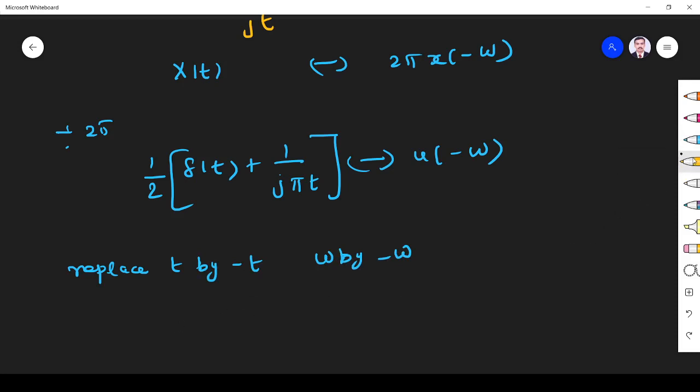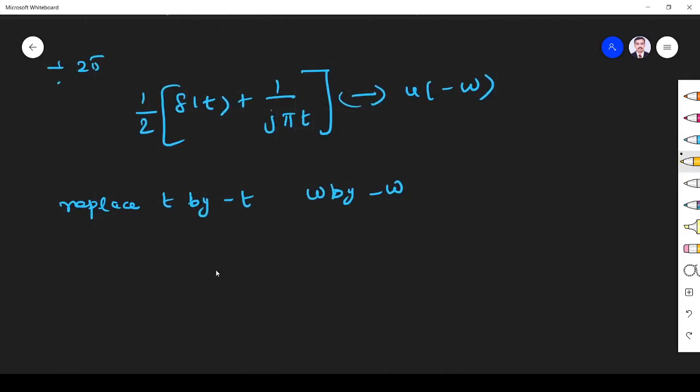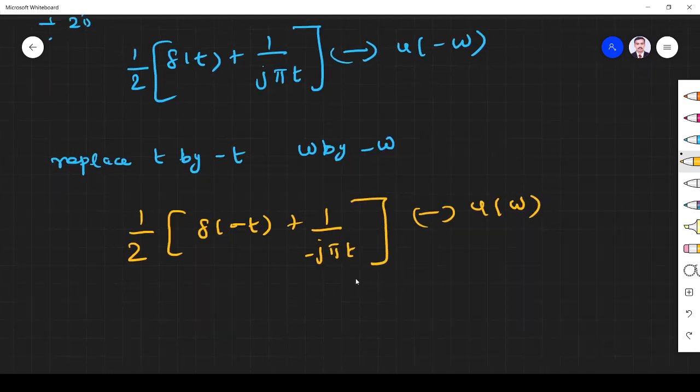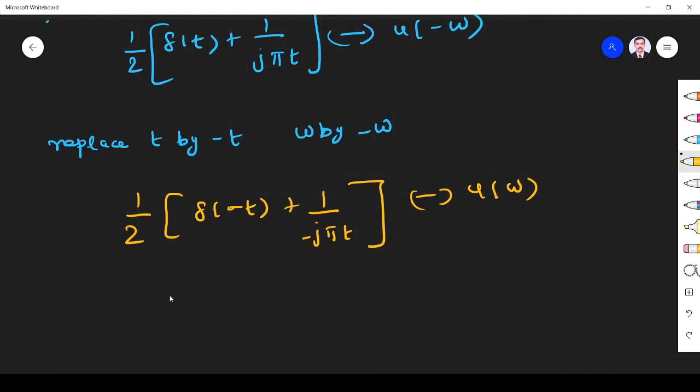So this will be equal to 1 by 2 del of minus t plus 1 by j pi minus t, and on the other side minus omega becomes omega: u of omega. If you replace t by minus t, similarly omega must be replaced by minus omega. That we must remember, because both sides we have to replace. Now you see 1 by 2 del of minus t is del of t only. 1 by minus j is plus j, divided by pi t.